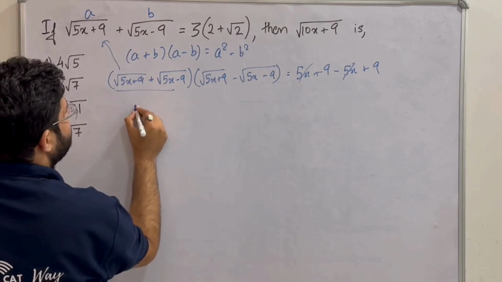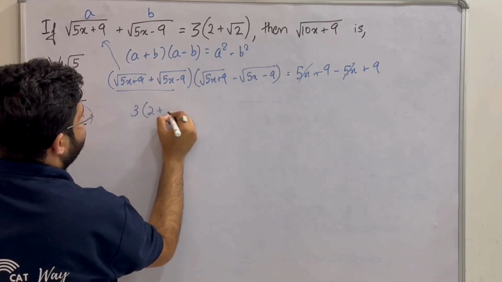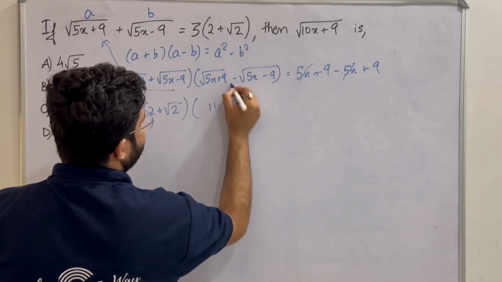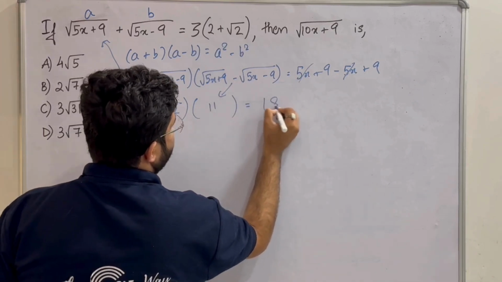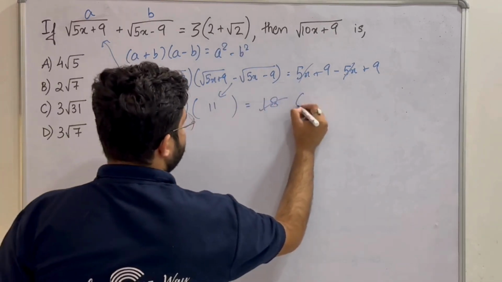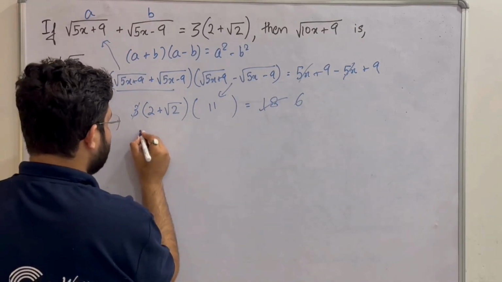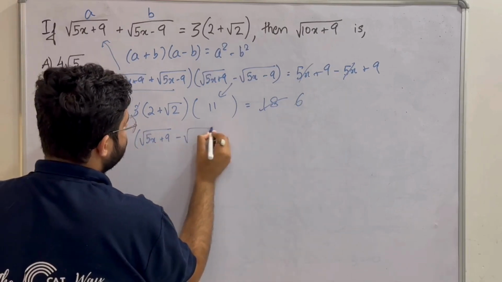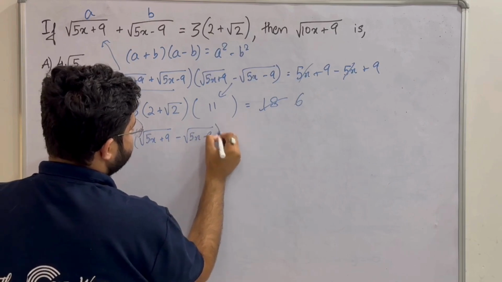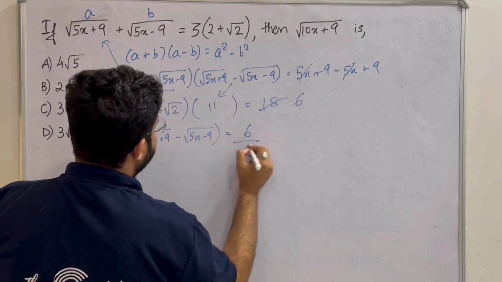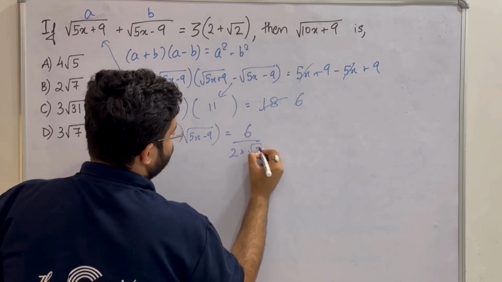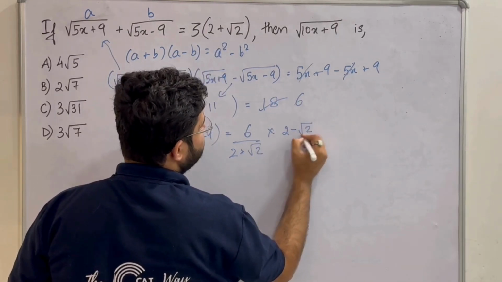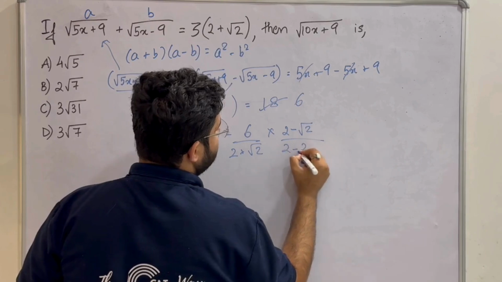So we know that this value is going to be equal to 3 times of 2 plus root 2. Right? And over here we have the same thing copied. This comes over here, and this is equal to 18. Now this 3 takes this over here, it becomes 6. And what we have is now root of 5x plus 9 minus root of 5x minus 9 is equal to 6 divided by 2 plus root 2. Now to change it, we need to multiply this by 2 minus root 2 divided by 2 minus root 2.